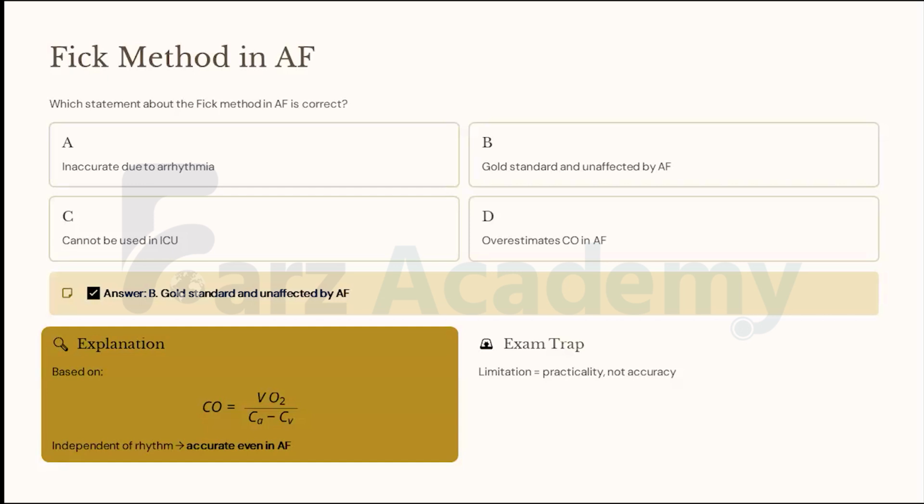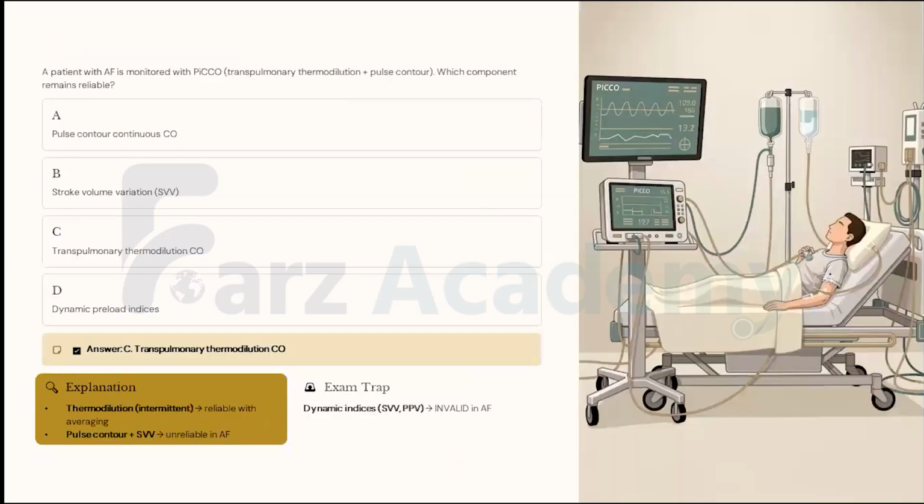So it's impractical but accurate. A patient with atrial fibrillation is being monitored with a PiCCO monitor, which is a transpulmonary pulse thermodilution method plus pulse contour analysis. Which component remains stable during atrial fibrillation? As we know, the dynamic parameters give a false result in atrial fibrillation. It is only the transpulmonary thermodilution cardiac output measurement which is accurate in atrial fibrillation, even if you don't have the pulmonary artery catheter.